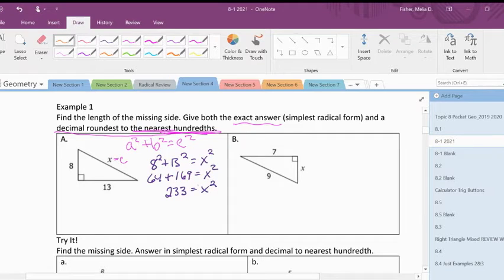Now to get x by itself, we need to take the square root of both sides of the equation. This is going to leave us with x equaling the square root of 233. And that's actually a prime number. It does not reduce or simplify any further than that. Square root of 233 in decimal form is 15.264. So we're going to round that to 15.26.